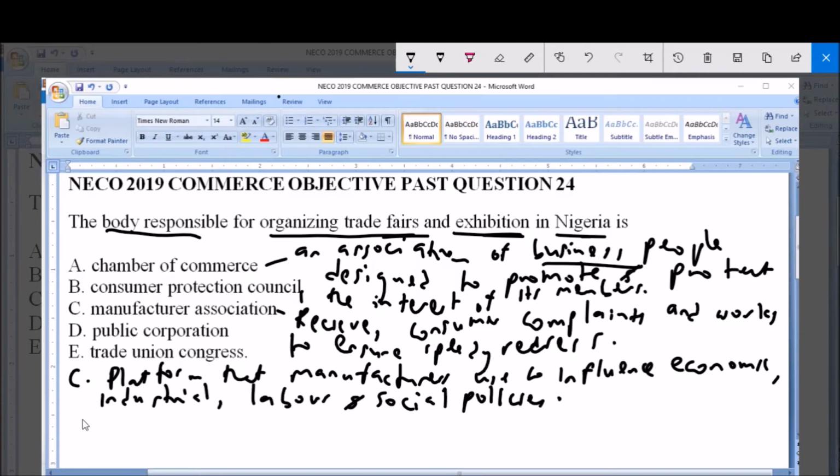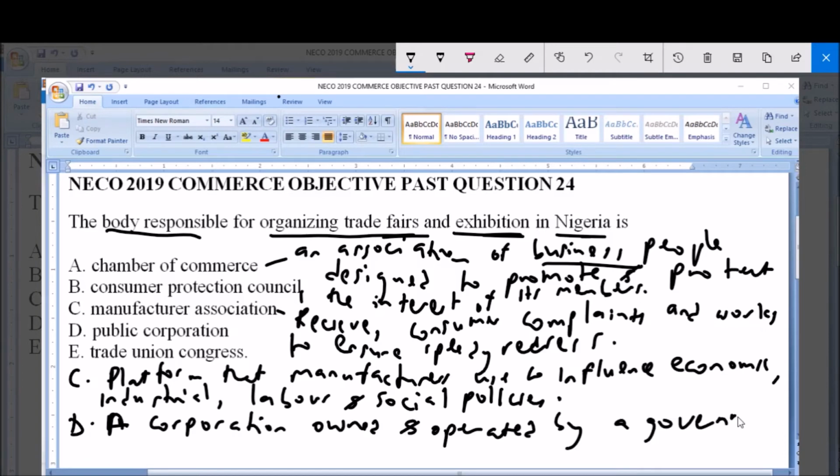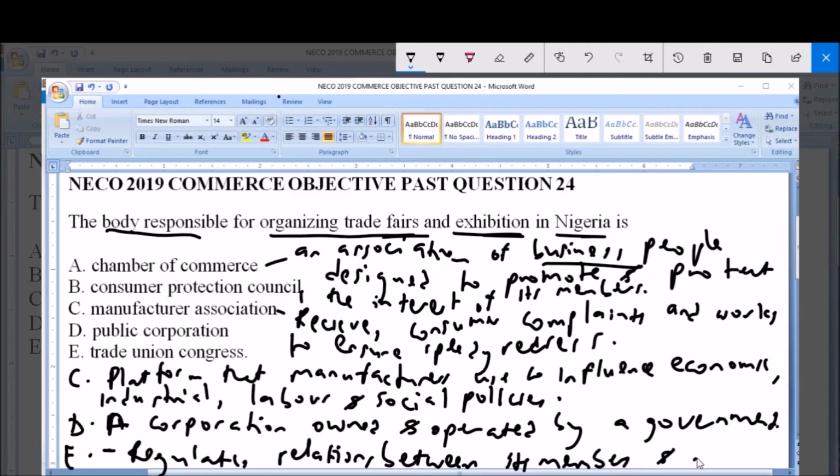Option D, which is Public Corporation, is basically just a corporation, any corporation owned and operated by a government. And lastly, the Trade Union Congress regulates relations between its members and employers. So it's more or less like a pressure group.